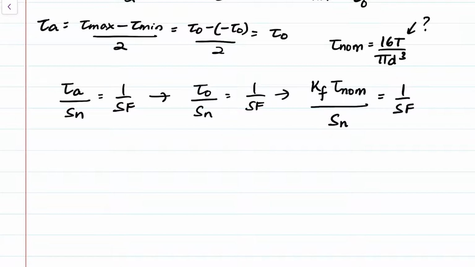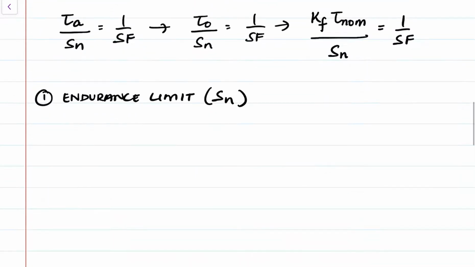So the first thing I'm going to do is solve for Sn, and then I will solve for Kf. You could do it either way, however you want. Using that and the safety factor, I'm going to solve the shear stress, and then I'm going to back solve for the torque. So the first thing I'm going to do is the endurance limit, Sn. So our equation: Sn is equal to Cl, Cg, Cs, Cr, Ct, Sn prime.